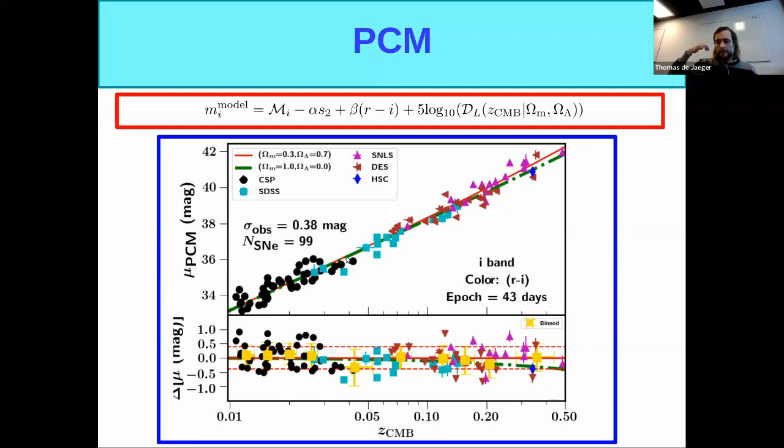You can also, of course, increase the number of supernovae because you don't need the spectrum, and you can go to higher redshift because you don't need the spectrum. But you see that the dispersion increases to almost 0.4. So your uncertainty in the distance is not as good as with SCM.